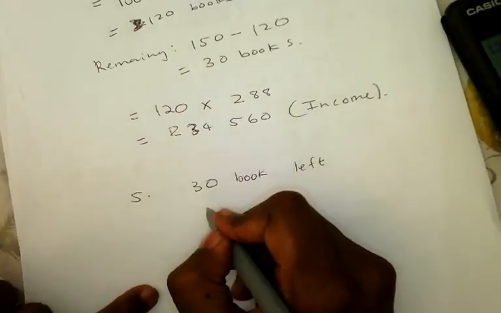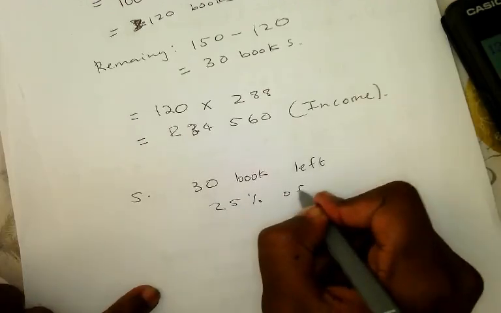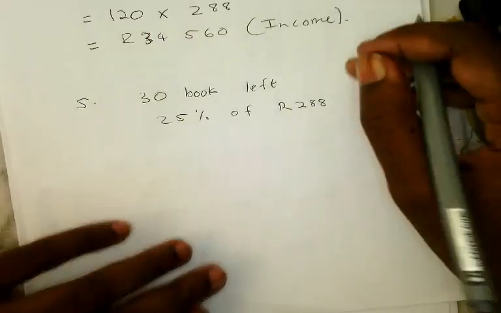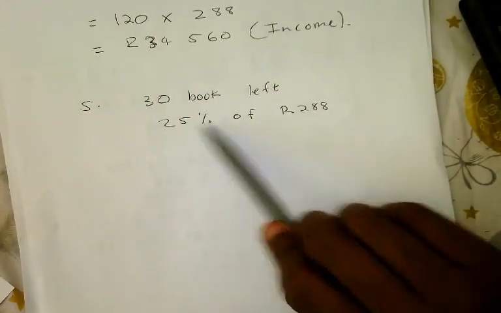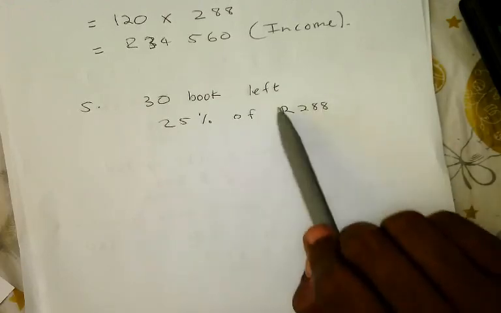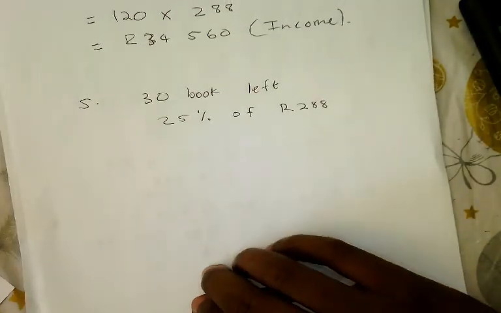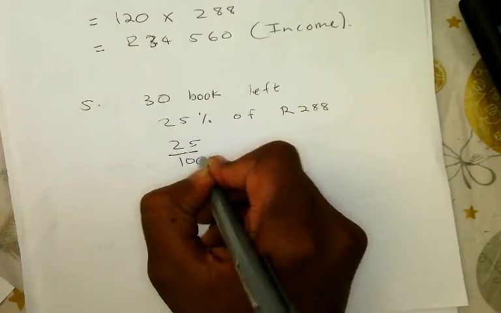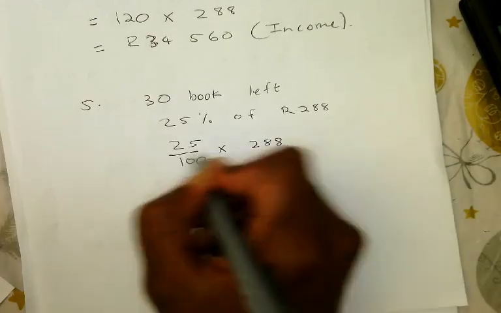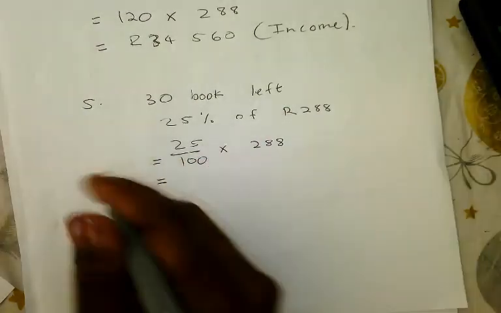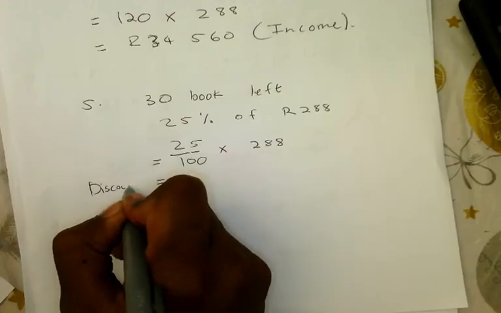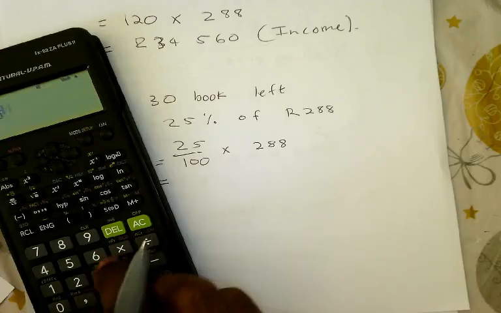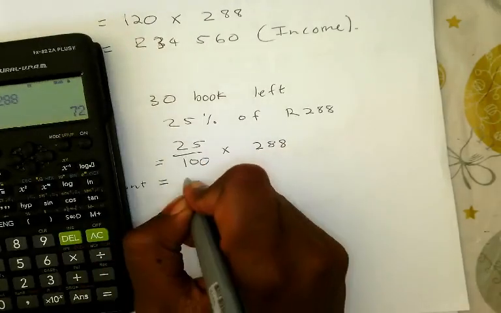So I want to know what is 25% of 288. They are reducing this amount, the selling price, by 25%. So we need to know 25 over 100 multiplied by 288. This is the discount. So 25 over 100 multiplied by 288 is 72 rands.